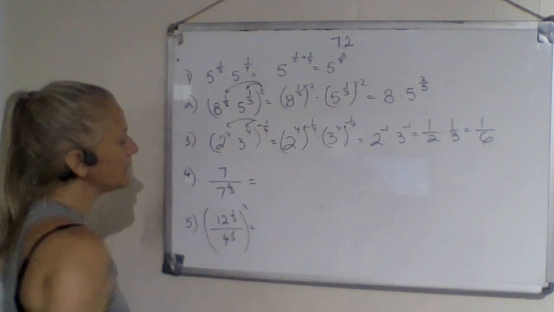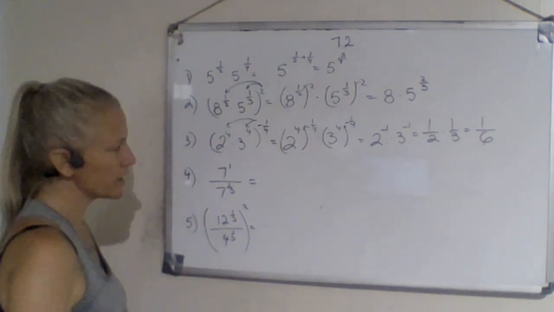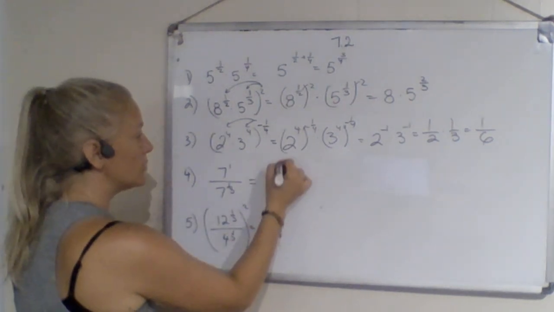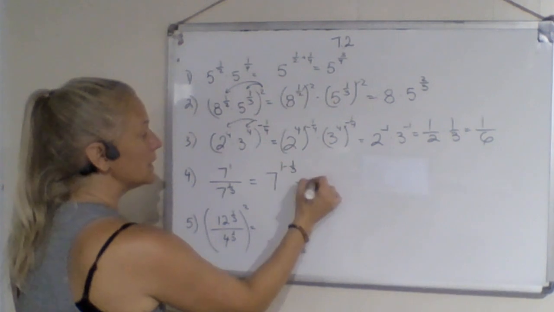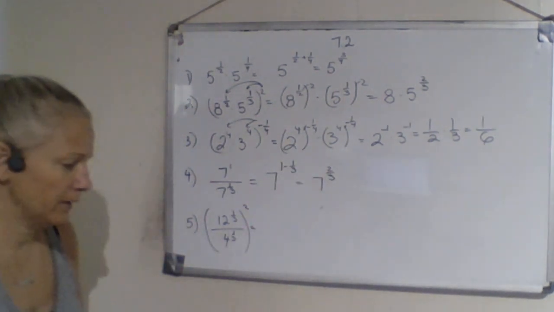Number 4. 7 divided by 7 to the 1/3. Remember we said if you don't have an exponent, put a 1 there, just to know. This is just a division. This becomes 7 to the 1 minus 1/3. This is 7 to the 2/3. And you leave it right there. You don't have to do anything to it.